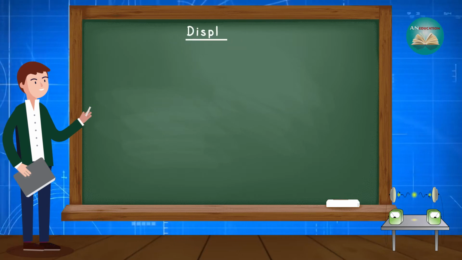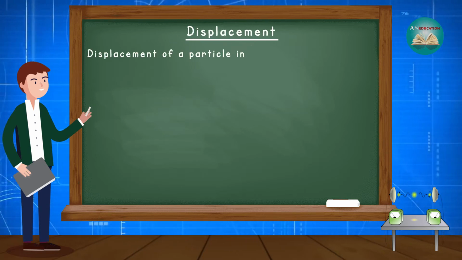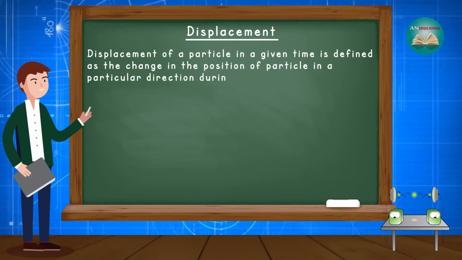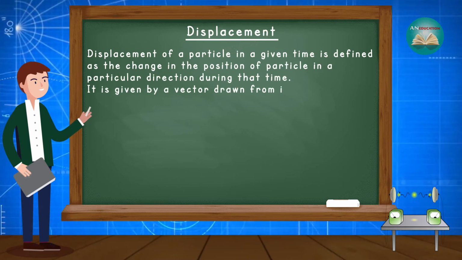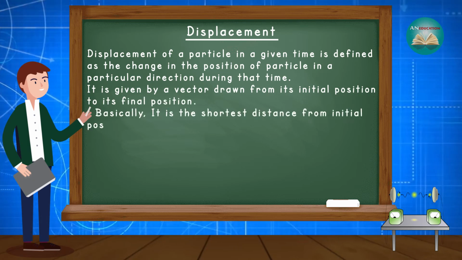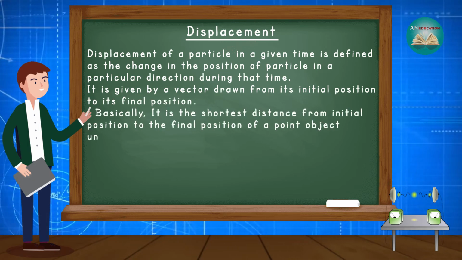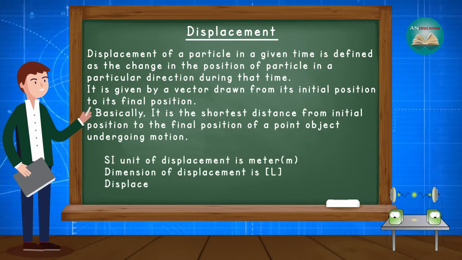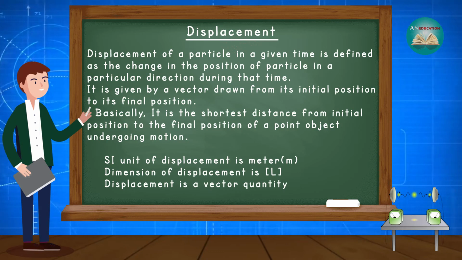After that, let's discuss displacement. Displacement of a particle in a given time is defined as the change in the position of a particle in a particular direction during that time. It is given by a vector drawn from its initial position to its final position. Basically, it is the shortest distance from initial position to the final position of a point object undergoing motion.